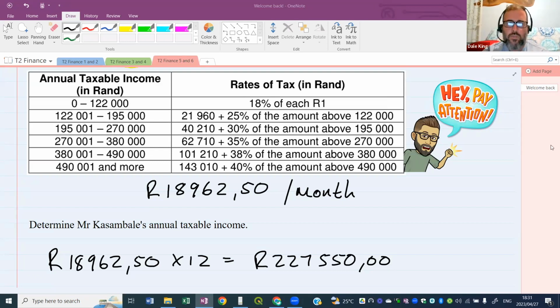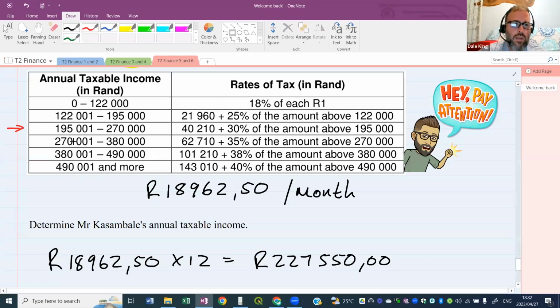Okay. So we've got an annual tax amount. On the left-hand side, these are the intervals. Depending on how much you earn, you will pay a specific percentage of tax. So we've got to check Mr. Kasambale's annual income, and we see it's 227,550. So we can see that he is sitting in this third interval here, between 195,001 rand and 270,000. Where exactly doesn't really matter, but he's in that interval.